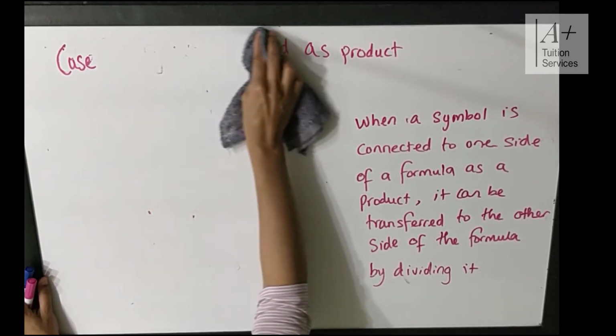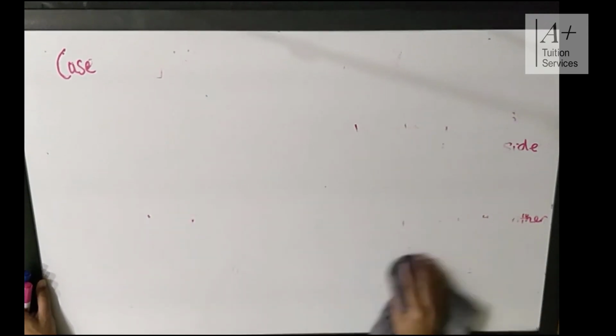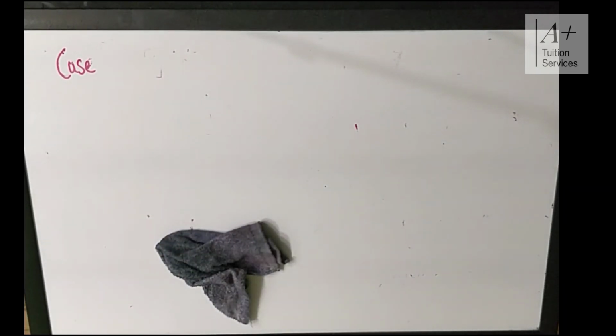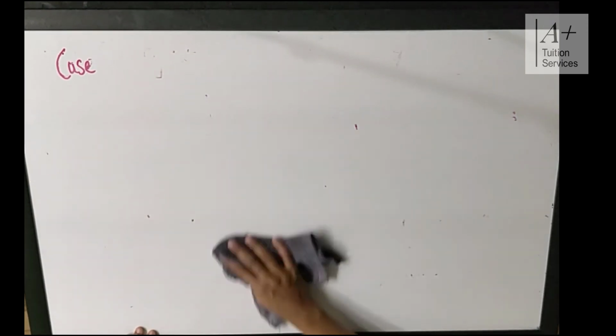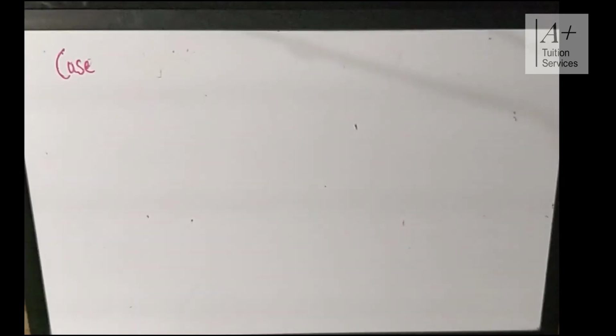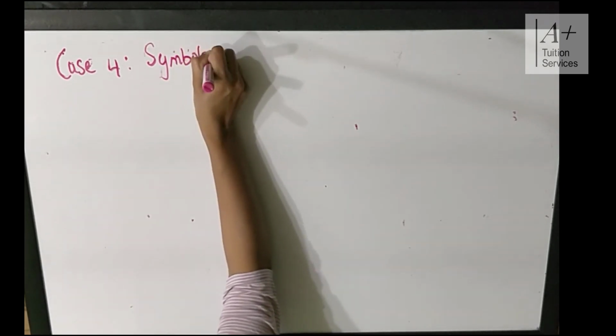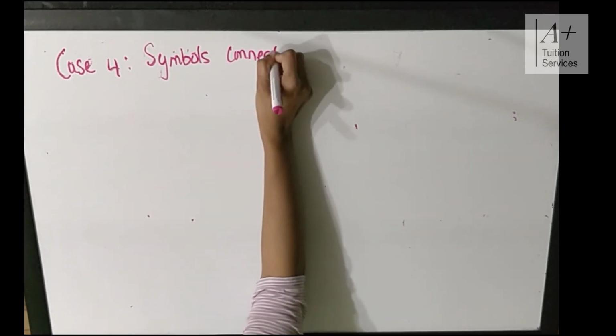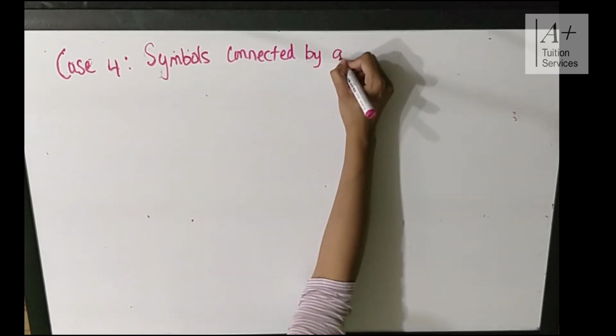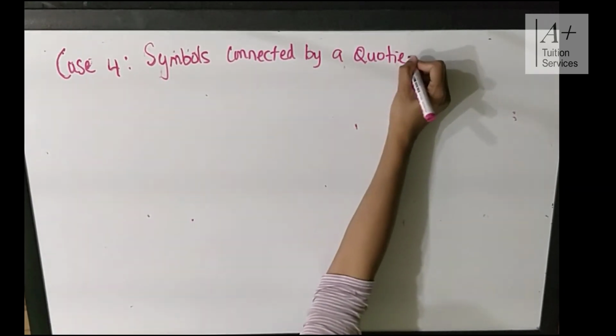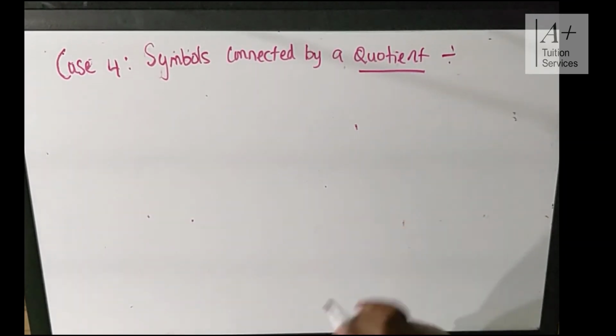And case 4 talks about symbols connected by a quotient. And we know quotient means divide, right? So case 4, symbols connected by a quotient, and we know this means divide. So we have our first example. But before we put our example, let me write the rule.